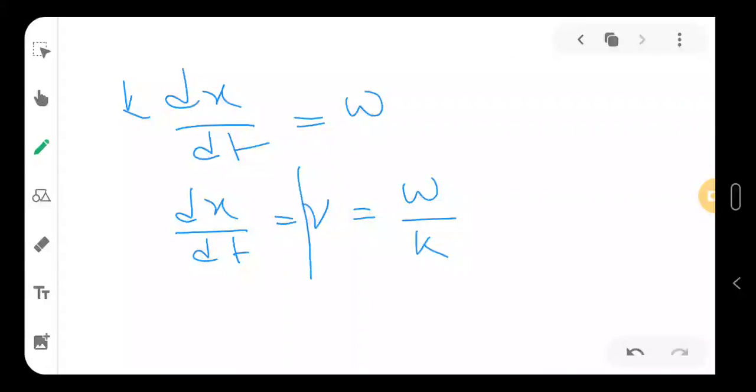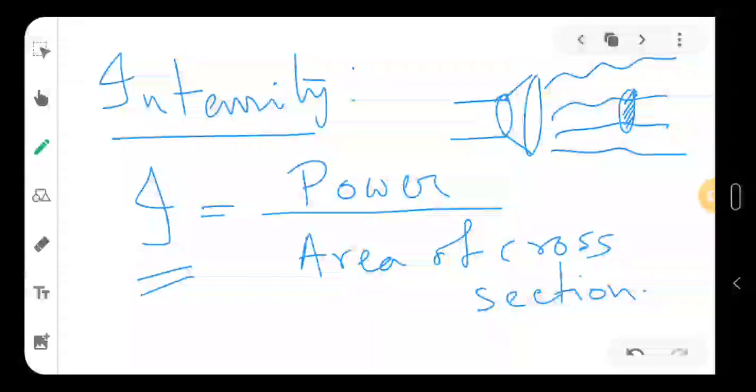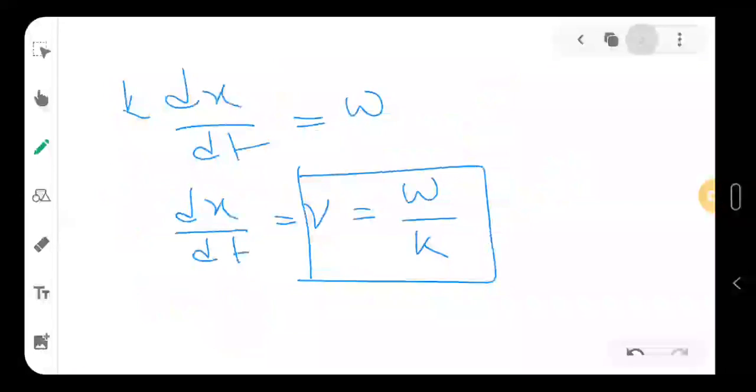And this is a very important relationship right here: velocity is equal to ω by k. So if I know the equation of any kind of wave, I can easily find out the velocity. This velocity is the velocity of the wave. So we cannot do dy/dt, because if we do dy/dt, we will get the velocity of that individual particle only. But I want to know the cumulative flow of energy.